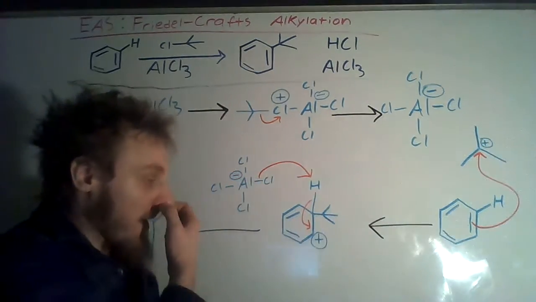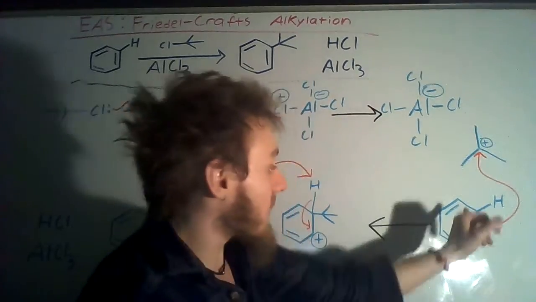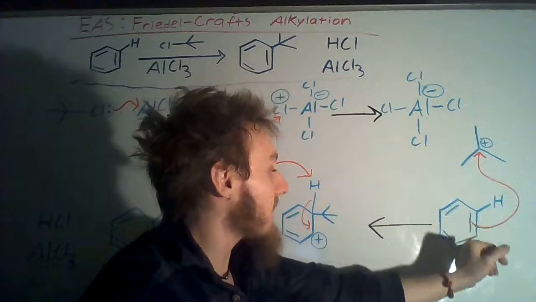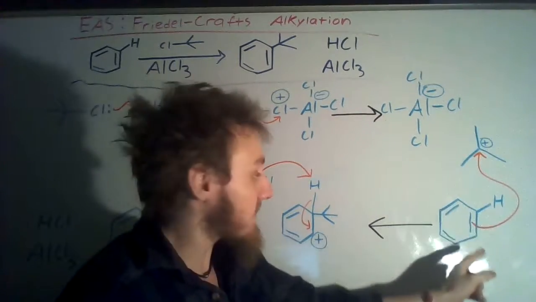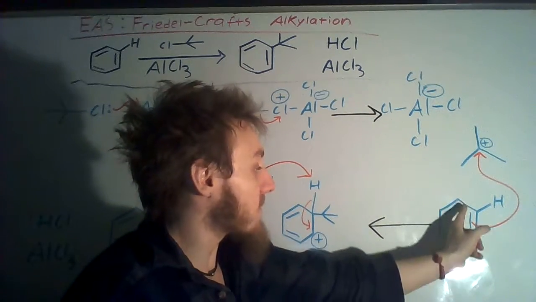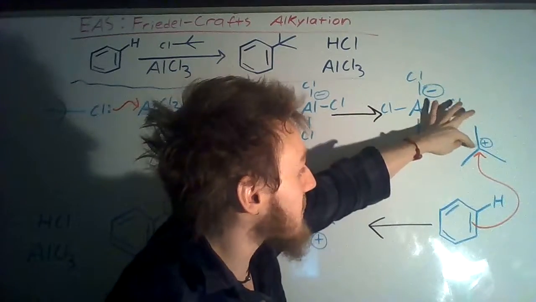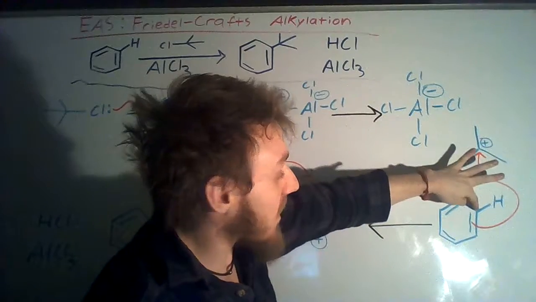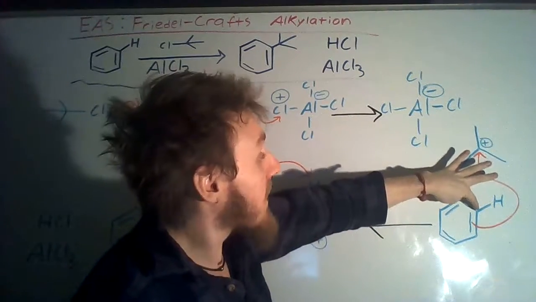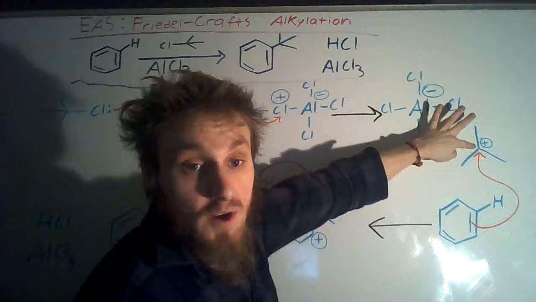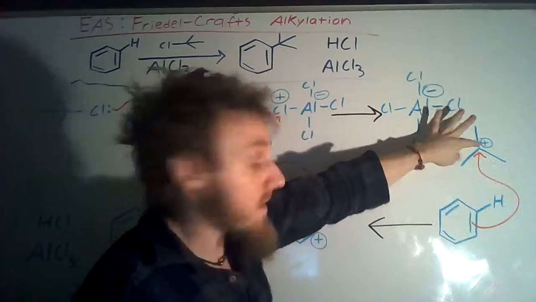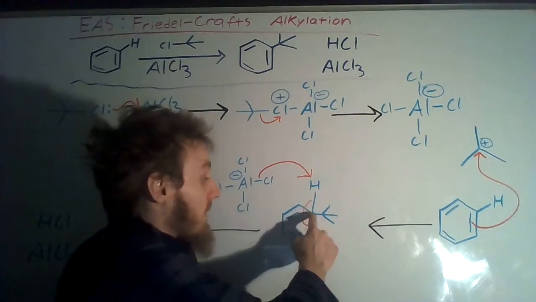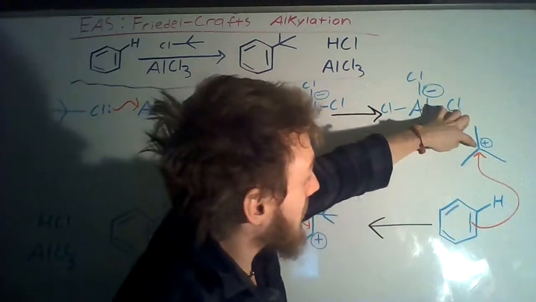So benzene is going to come by. And as usual, I drew in a hydrogen on this benzene. Now, these pi electrons within the aromatic ring system are going to reach out and grab this carbon. So now we're going to get a bond between this carbon in our ring and the central carbon in our electrophile.